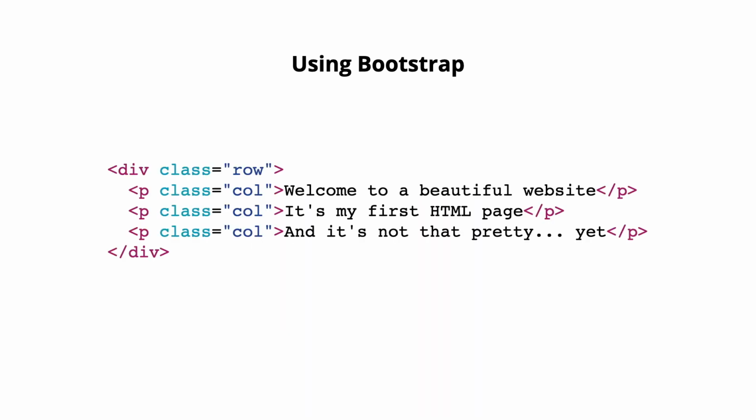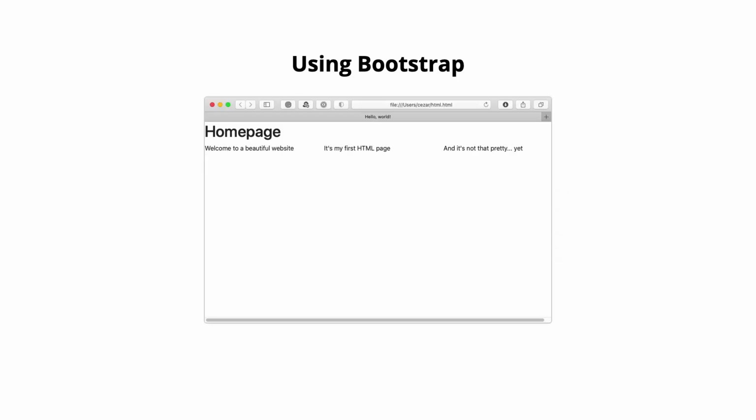I'm going to wrap those paragraphs in a div tag and give that div a class of row. And I'm also going to give each paragraph a class of col, which stands for column. Reloading that page will display those 3 paragraphs in a spreadsheet-like style with a row and 3 columns. This is very useful for changing the layout of your HTML page.